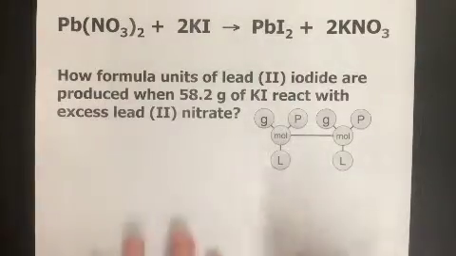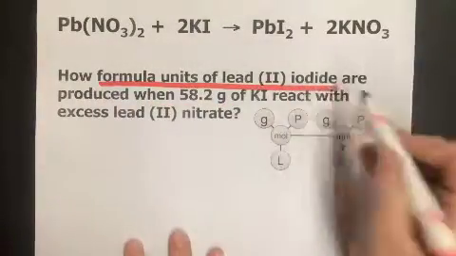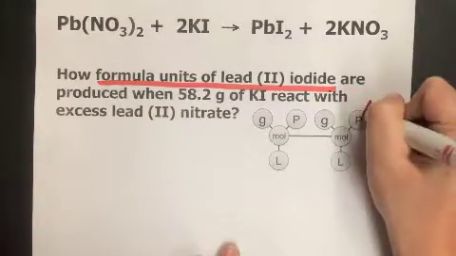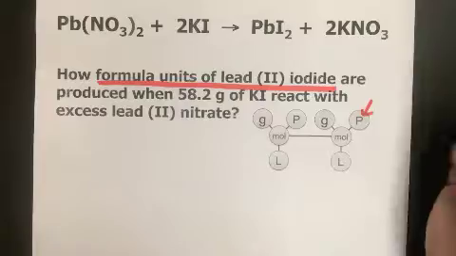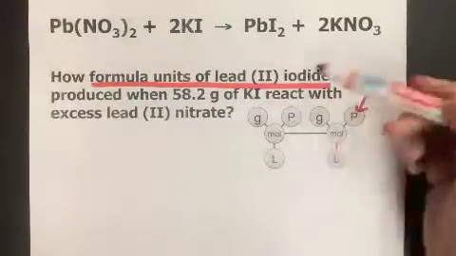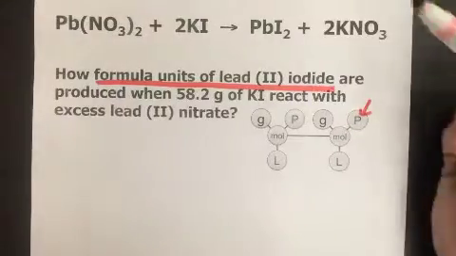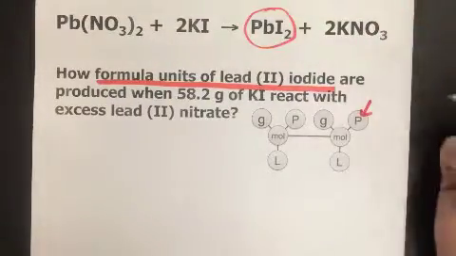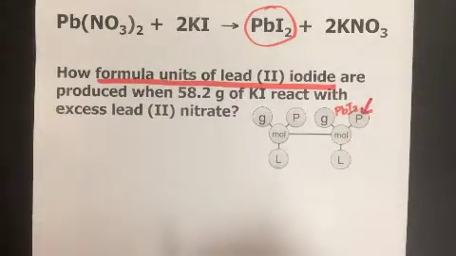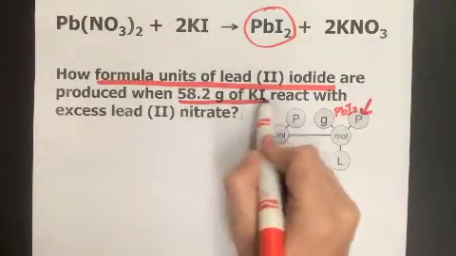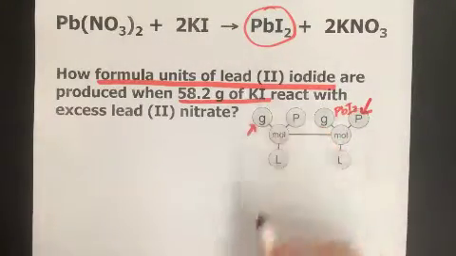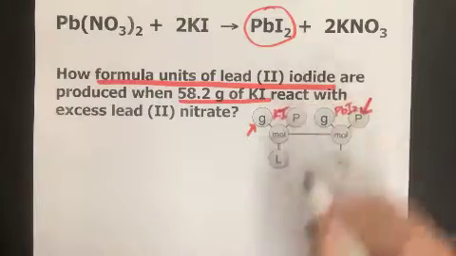So how many formula units of lead 2 iodide are there? Formula units, you've got to remember, means we're trying to find particles of lead 2 iodide. So the question is, what is lead 2 iodide? If you don't know how to do the whole crisscrossing thing still, you should know that lead 2 iodide is that. So we're trying to get to PbI2. Are produced when 58.2 grams of KI. So this means we're starting at grams of potassium iodide.